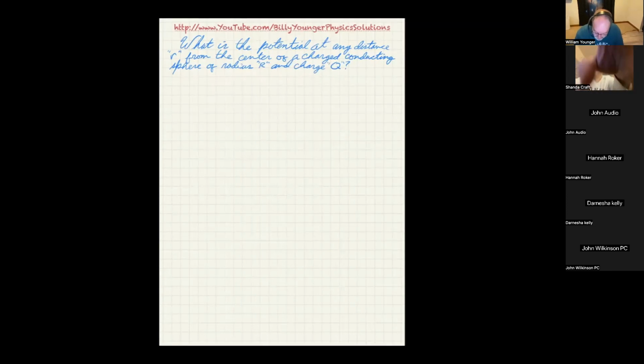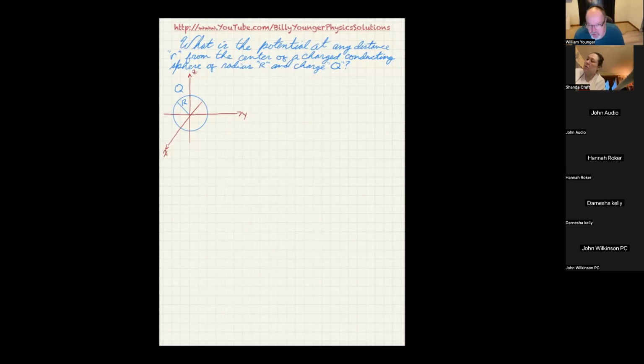I'll go ahead and draw it with a coordinate system like so. Maybe this will be my x-axis, this will be my y-axis, and this will be my z-axis. And I'm going to say this is my conducting sphere. It has a radius of R and a charge of Q. And what we'd like to know is basically the electric potential at any point.